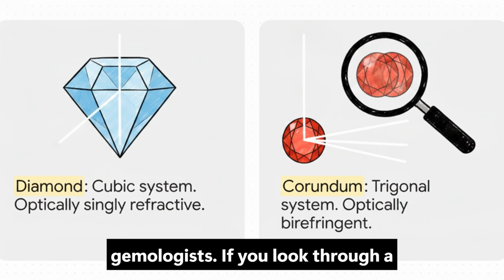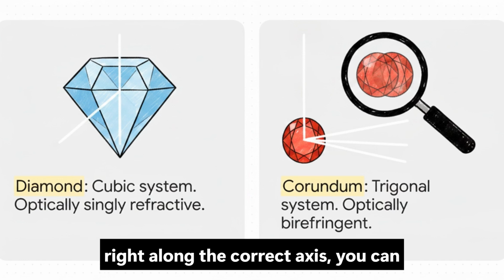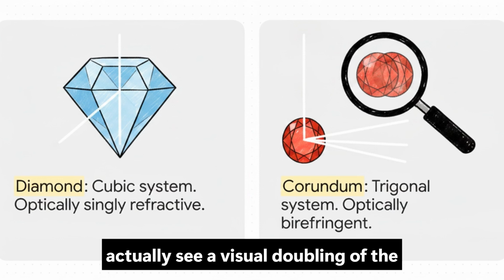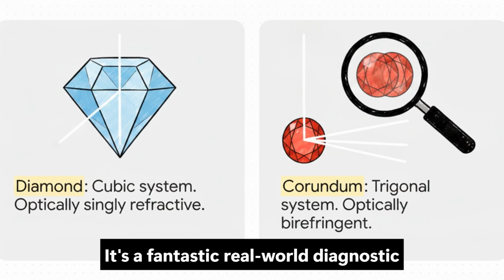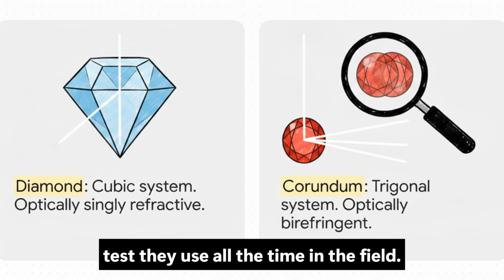If you look through a birefractant gem under magnification, right along the correct axis, you can actually see a visual doubling of the back facets. You literally see double. It's a fantastic real-world diagnostic test they use all the time in the field.